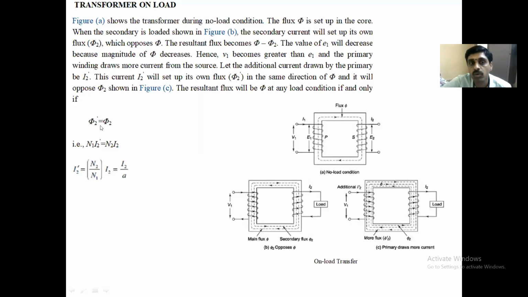Therefore, phi 2 dash is equal to phi 2. That means N1 I2 dash is equal to N2 I2. From this, I2 dash equals N2 by N1 into I2, that is I2 by A. So this is the way the additional current supplied from the primary can be written.